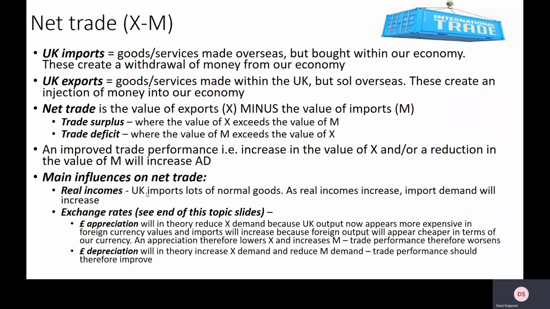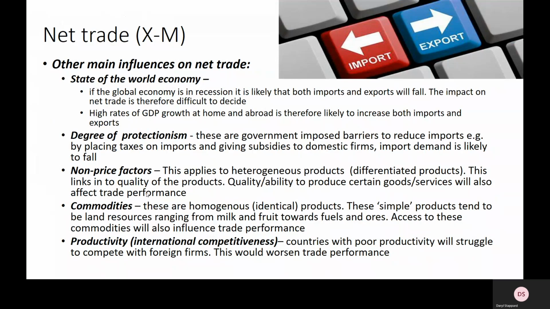So if real incomes increase, more of us will buy more normal and luxury goods, which means we buy more foreign goods and services. So foreign cars, TVs, foreign holidays, etc. So what you might take out of that, then, is if real incomes were to fall, UK people would buy fewer imported goods and services. Now, you've then got currency appreciation and depreciation. I'm going to talk through exchange rate theory at the end of this video. So hold your thoughts on that one.